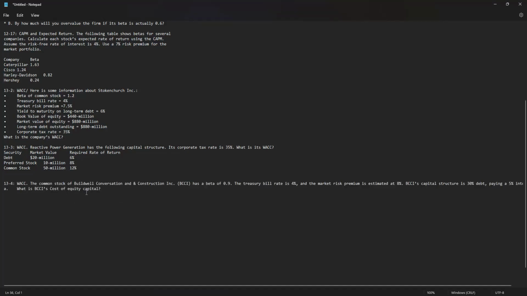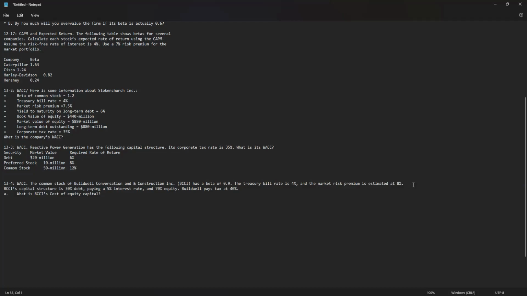The common stock of Buildwell Conservation and Construction Incorporated, BCCI, has a beta of 0.9. The Treasury bill rate is 4%, and the market risk premium is estimated at 8%. BCCI's capital structure is 30% debt, paying a 5% interest rate, and 70% equity. Buildwell pays tax at 40%.